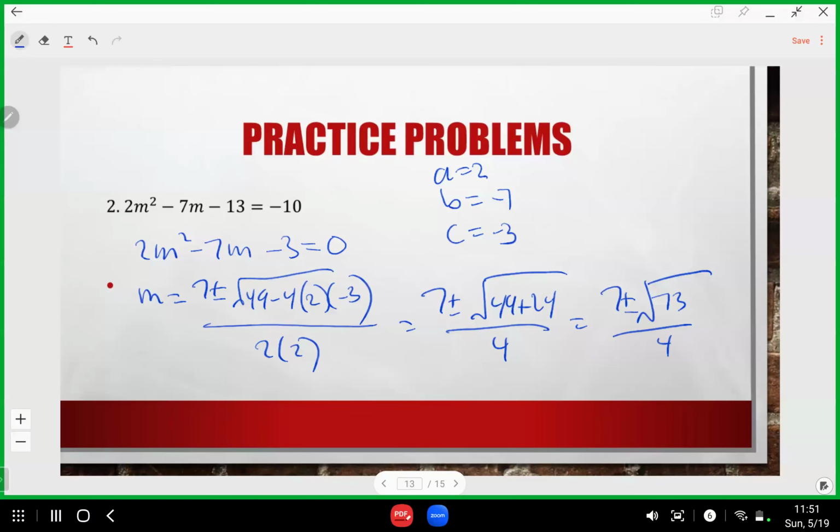So this will be 73, and this 4. I'm fine if you just leave your answer like this, since we don't really know how to simplify this radical, and I don't really feel like doing the decimals, because decimals are not the best thing in the world. I think this should be correct because we have two negatives here, so we are adding the 4ac. So 49 plus 24 is 73. So 7 plus or minus the square root of 73 over 4. You'll get these ugly answers when it's not factorable.